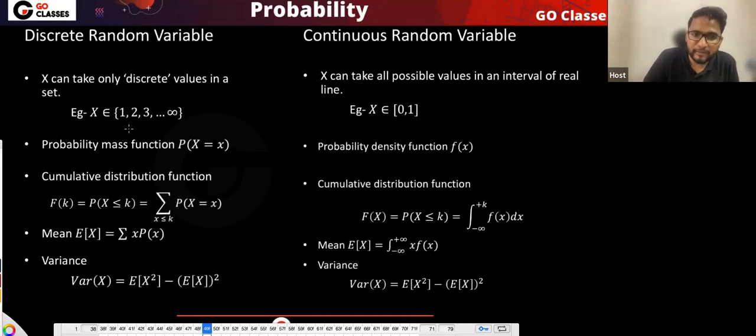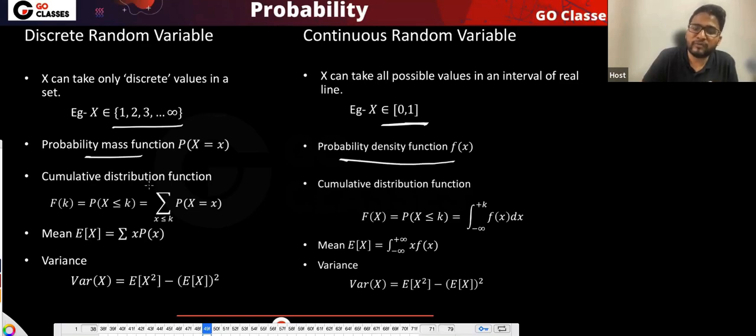A discrete random variable takes values which are basically countable values, let's suppose 1 to infinity, something like this. A continuous random variable can take any values in some range, which means it can take infinitely many possible values, and that is in fact uncountable. Now here I used to have the probability mass function, but for continuous I will be having the probability density function.